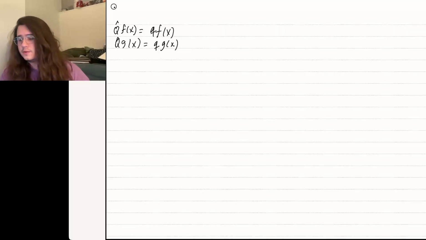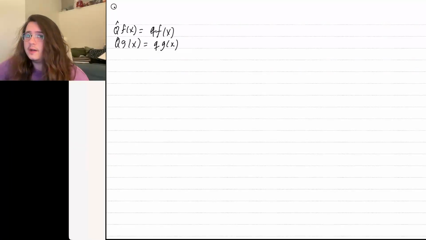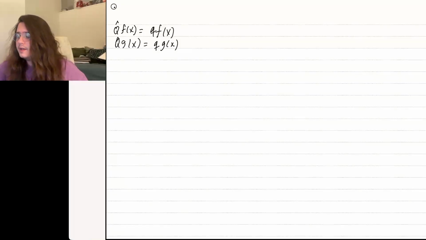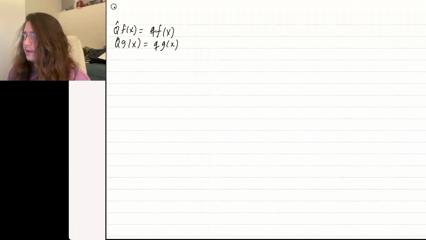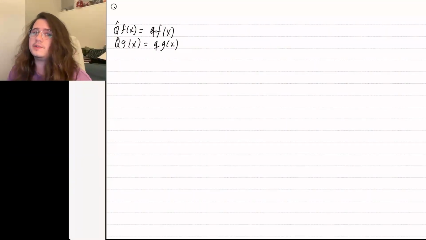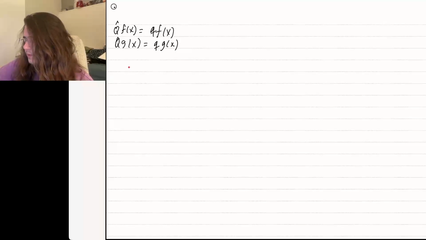Alright, silly people, here's the situation. This time we have two eigenfunctions, f and g, which happen to share an eigenvalue, lowercase q, when operated on by the operator big Q. The first thing that we need to prove is that if we had any linear combination of f of x and g of x, that linear combination would also have the same eigenvalue of lowercase q. And so we're going to do it like this.